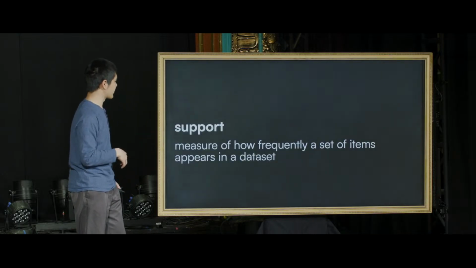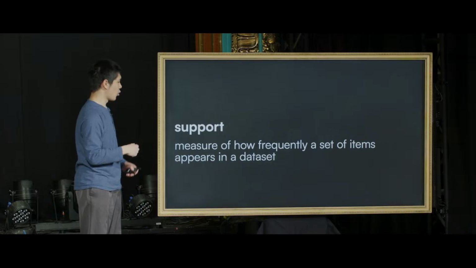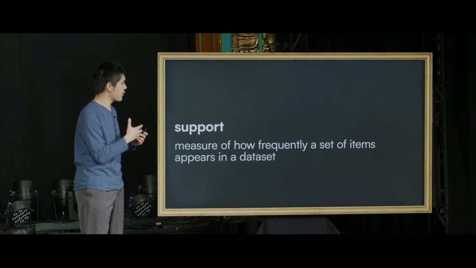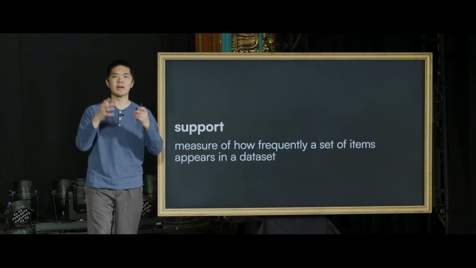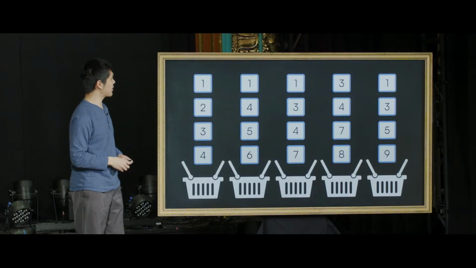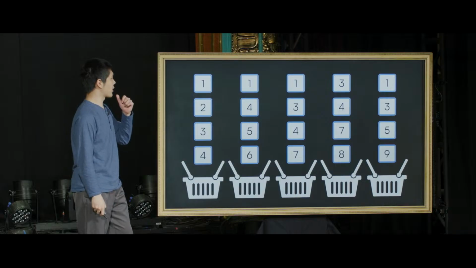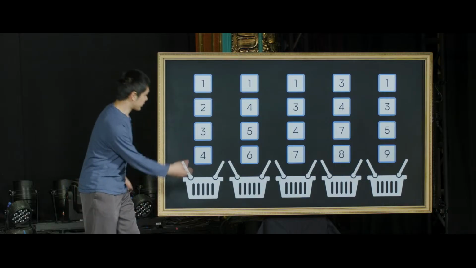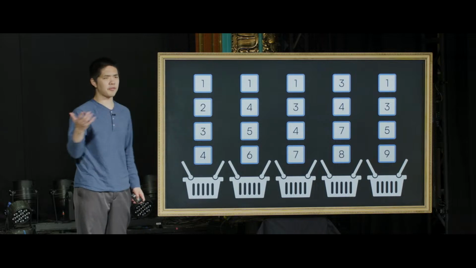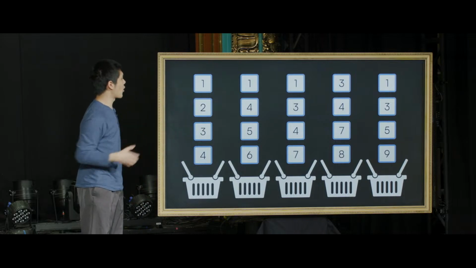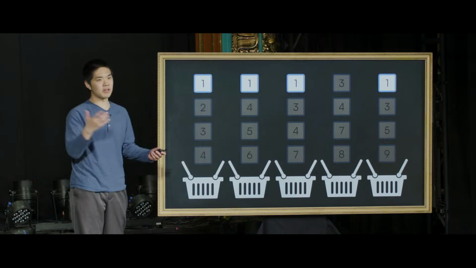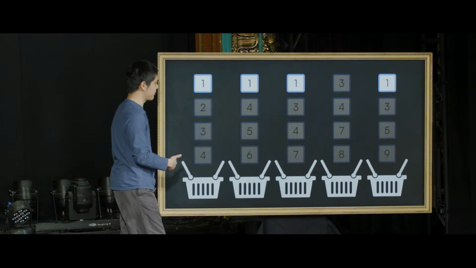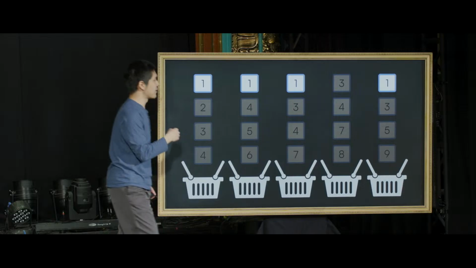Well, one simple thing I might analyze is the support. What is the support? The support is a measure of how frequently a set of items appears in a data set. So here's my data. And let me say, what if I wanted to know the support of item number 1? How often do people buy item number 1? Well, I could look at these 5 baskets and say, how often do my customers buy item number 1? And that seems to happen in these cases. So of my 5 customers here, I have 4 of them who have bought item number 1.